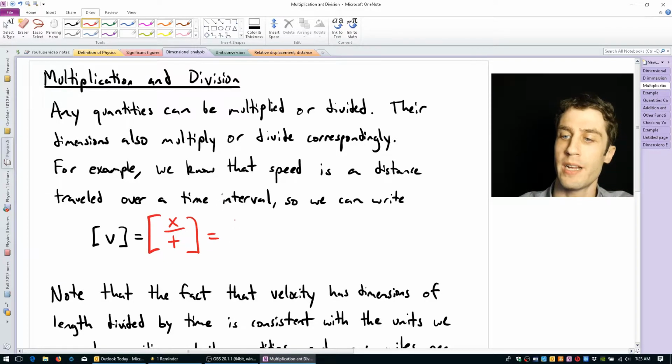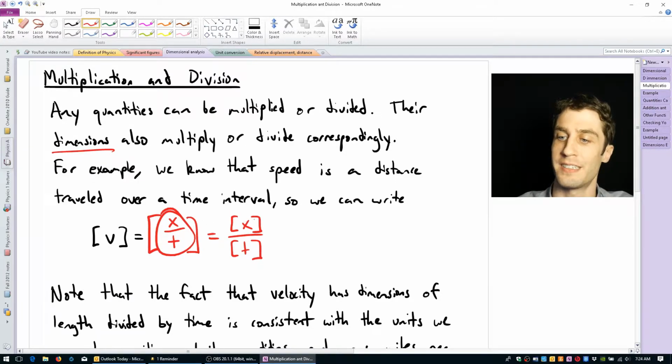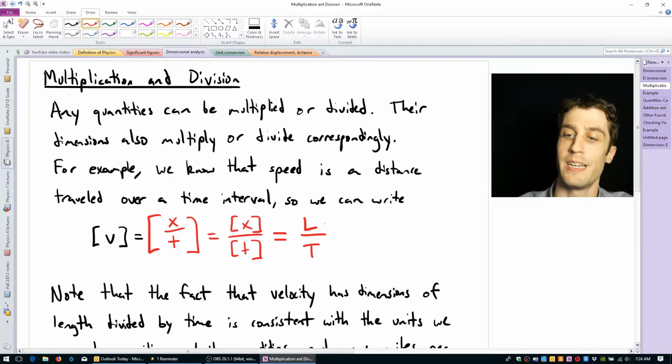And you are free to break up the brackets like so. Like I said, the dimensions that go into the calculations also multiply or divide correspondingly. And so that's what I've done, is I've taken the dimensions of x over t and said that it's the dimensions of x divided by the dimensions of t. And distances we know have dimensions of length, and time we know has dimensions of time. And so, taken in full, the dimensions of v, our speed, are length over time. Not an equation. The dimensions of v are length over time.